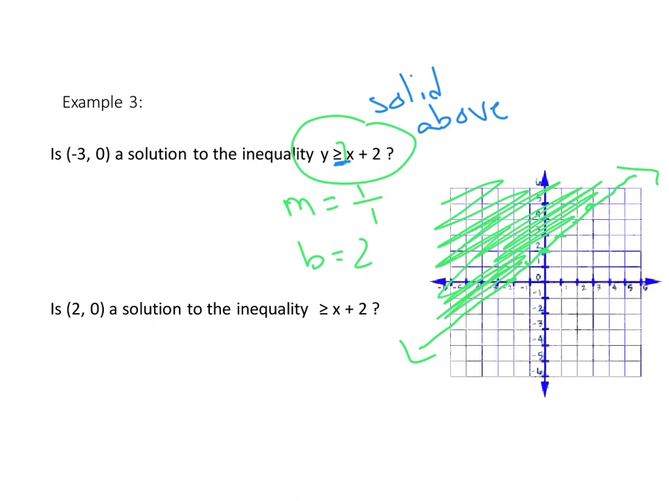So now the question is, is (-3, 0) a solution? Let's plot that point. (-3, 0) is right there. And notice how it falls in the green shaded area? So that means yes, that is a solution. Then let's look at the second one here. Is (2, 0) a solution? So let's plot that point, right 2 at 0. Notice that yellow point is not in the green shaded area, so that is not a solution.